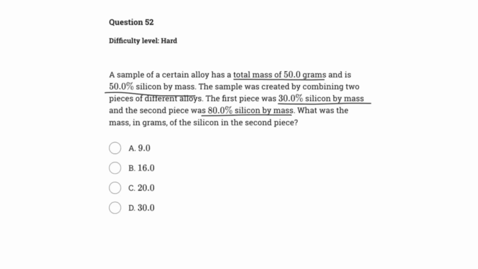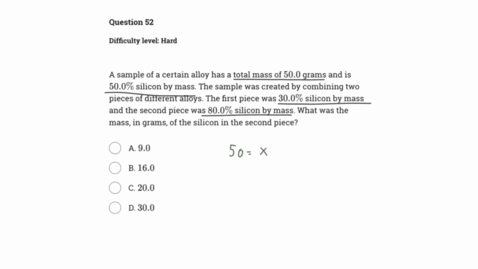So to solve this problem, we need to set up a system, right? So what we know now is that the first piece and the second piece make up this certain sample of alloy. And so what we can determine is that the total mass, this is pretty much the only information we're given in terms of actual mass, is that the total mass of the alloy is 50 grams. So we can write 50 equals, and now we need to create some variables. Let's create it as x and y.